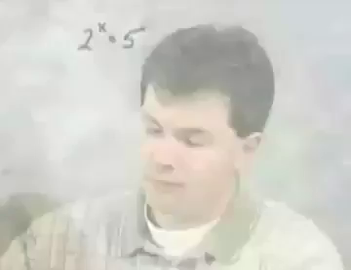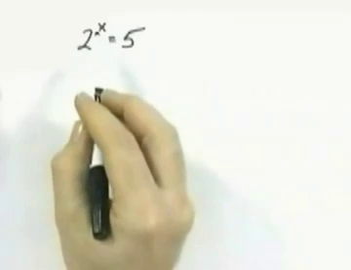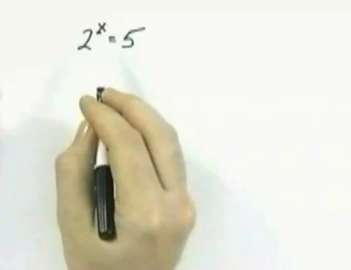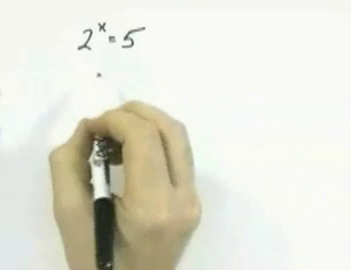We're now going to solve another type of exponential equation. This one will require us to use some of the properties of logs. We have 2 to the x power equals 5. Our goal is to get this exponent of x out of the exponent as a coefficient.